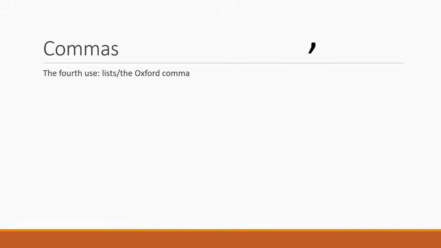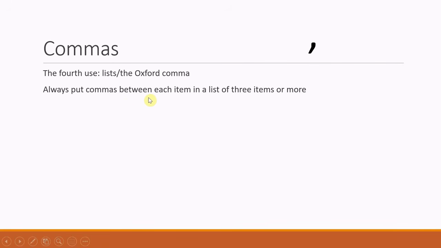Now let's go to a fourth use. Not quite the last, there's one more, but this is an easy one for commas. Lists, also known as the Oxford comma. So you are always going to put commas between every item in a list if there's three or more. If there's only two, you don't need commas.